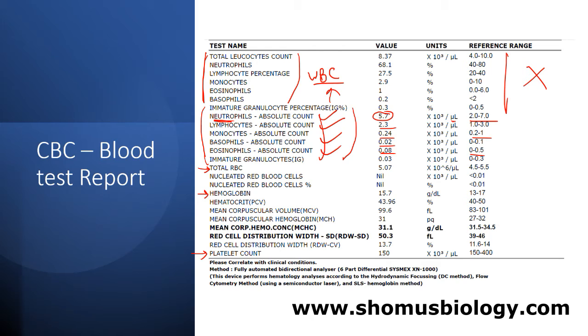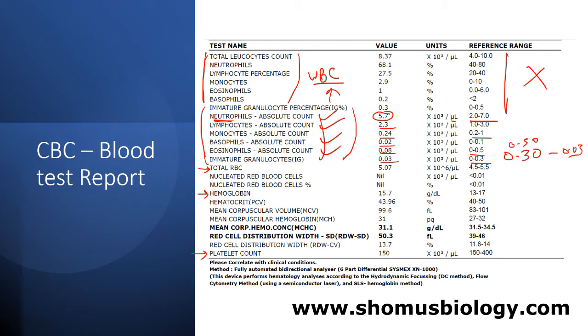And the immature granulocyte 0 to 0.3. In my case the value is 0.03, which is also normal. Remember, 0.3 means 0.30, and 0.5 means 0.50. In my case the value is 0.03, which is far less than that, which is normal. Far less.